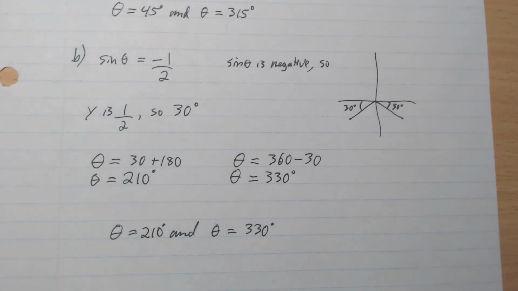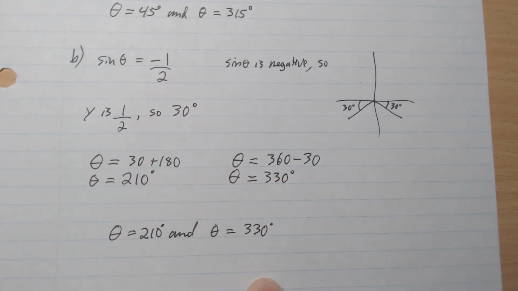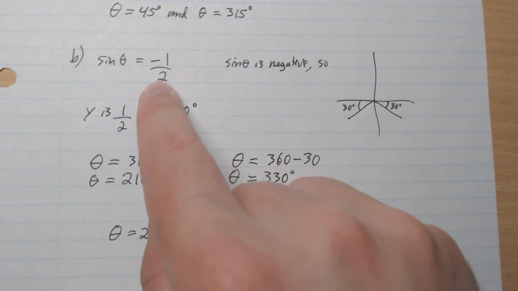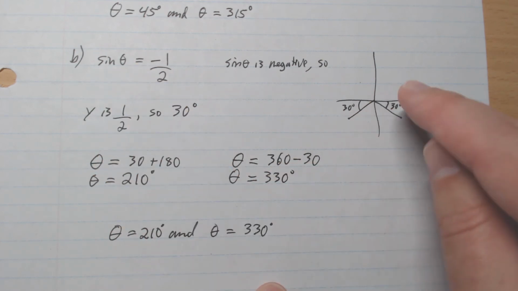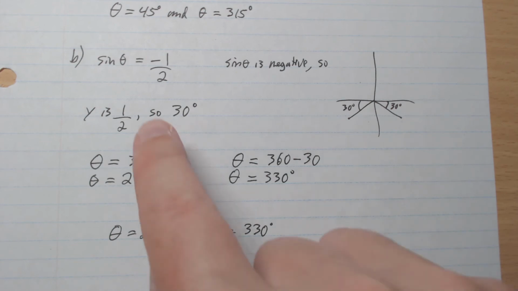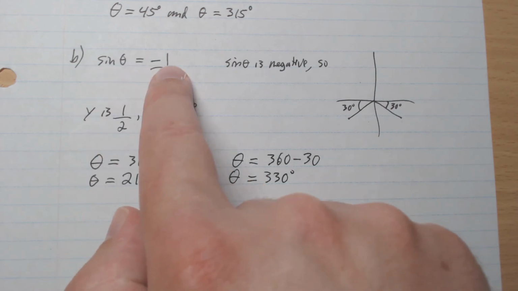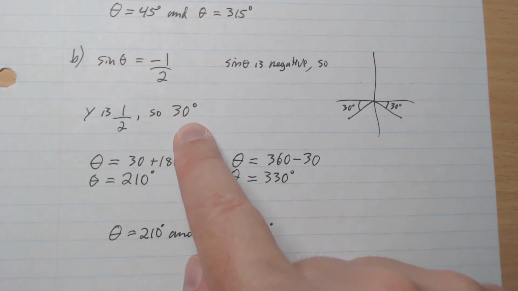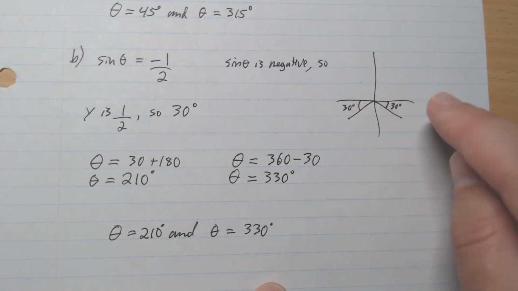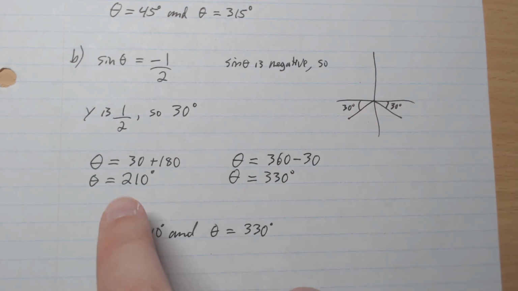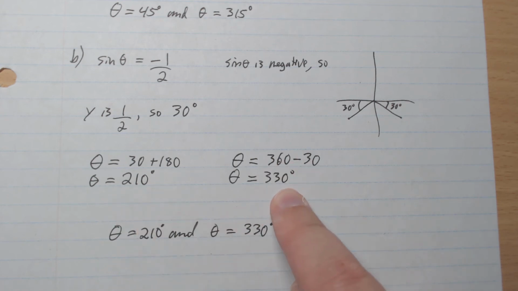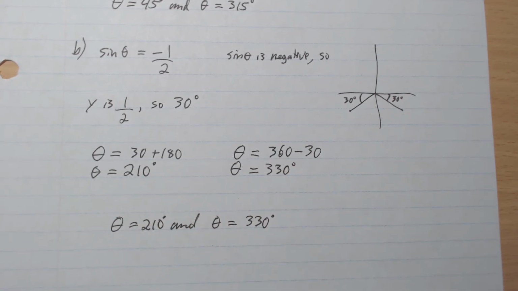B, sine of theta equals negative a half. The sine value is negative, and so we have this way and this way like that. The y value is a half, right? Y is a half, therefore the angle is 30. So we have 30 here and 30 there. So our first angle is 210, and our second angle is 330 like that. And so those are the two angles.